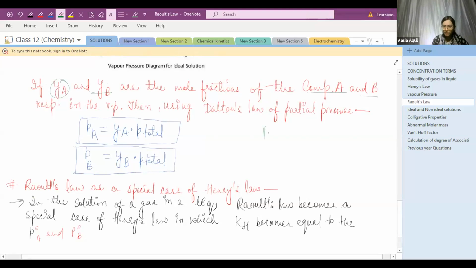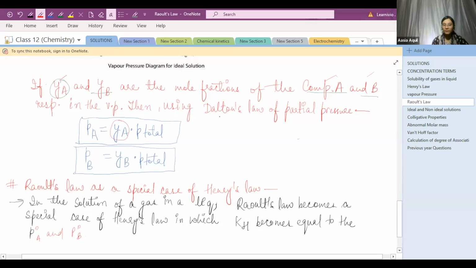we know what P total is. According to Dalton's law, from the law of partial pressure, you can say that the vapor pressure of component A is equal to the mole fraction. Suppose Ya and Yb are the mole fractions of component A and component B. So Pa will be equal to Ya, the mole fraction of A, into P total, the total vapor pressure.